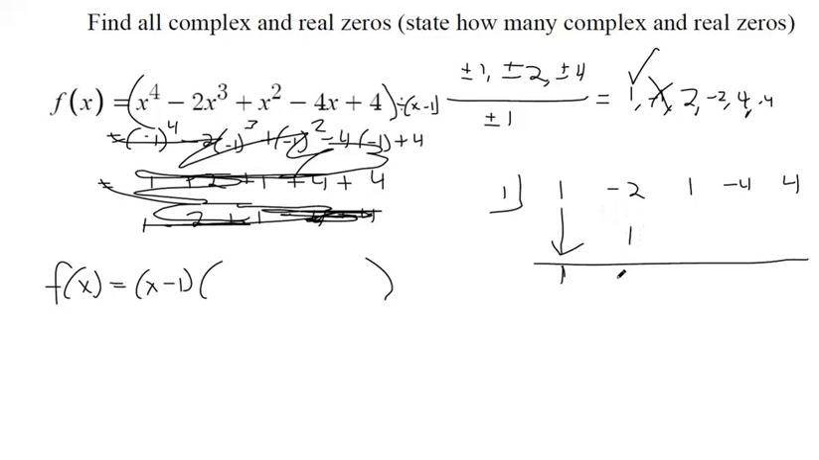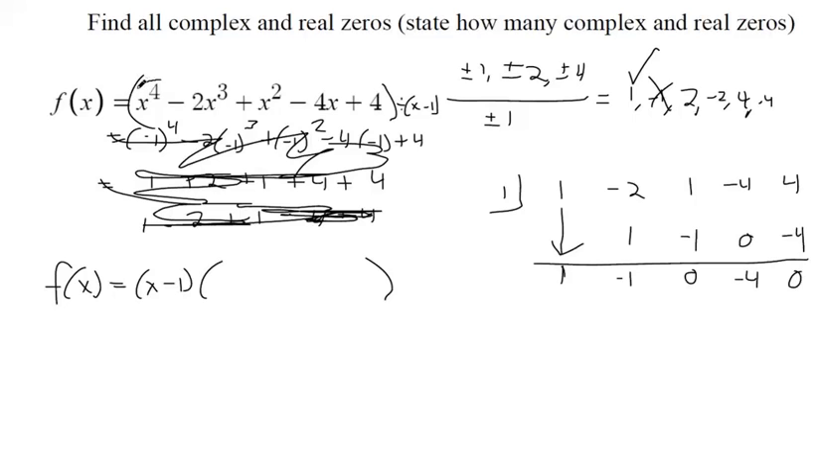Negative 2 plus 1 makes negative 1. 1 times negative 1 makes negative 1. 1 plus negative 1 makes 0. 1 times 0 makes 0, and then add the columns. 1 times negative 4 makes negative 4. Look, no remainder. And that should always happen if we're using the rational zeros theorem.